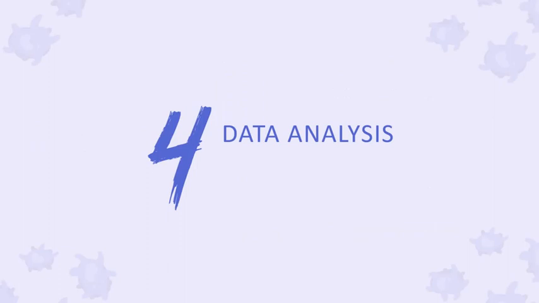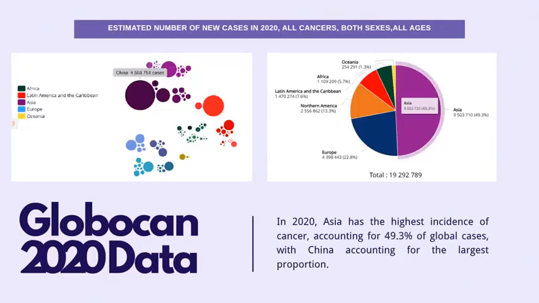This part is our data analysis. This is the part where we conduct data analysis. First, we analyzed the distribution of cancer around the world in 2020. As can be seen from the figure, Asia is the region with the highest number of new cancer cases, and China is the country with the largest proportion. China has more samples to support our research.